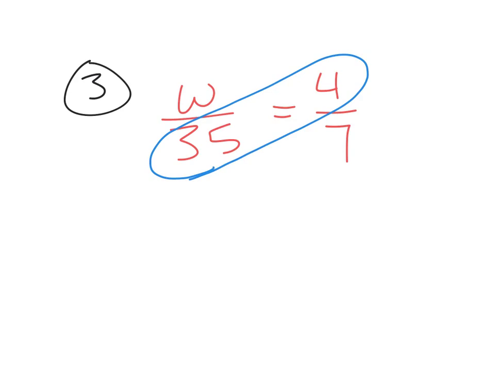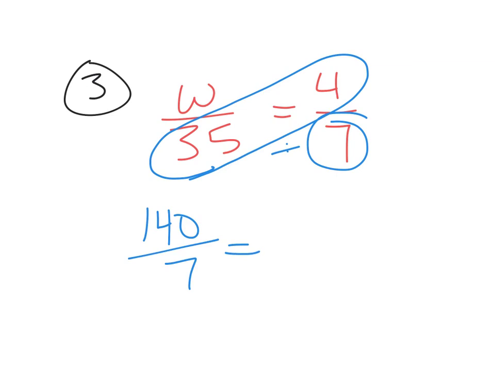This is guided practice if you want to put it in your journals. All right, so which two am I going to multiply? 35 and 4. Yep, across, and then we're going to divide by 7. So 35 times 4 is? 140. And then divided by 7. 20. Does everybody agree with Benjamin? Yes. W equals 20. Make sense?